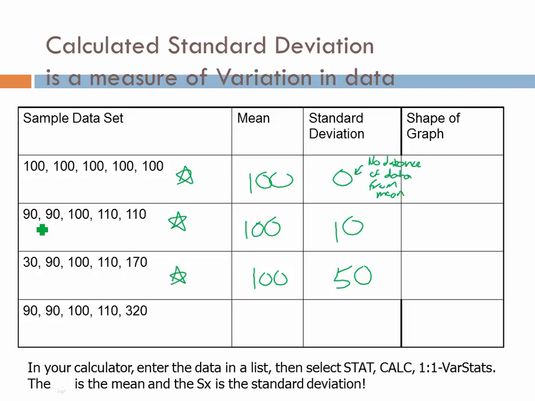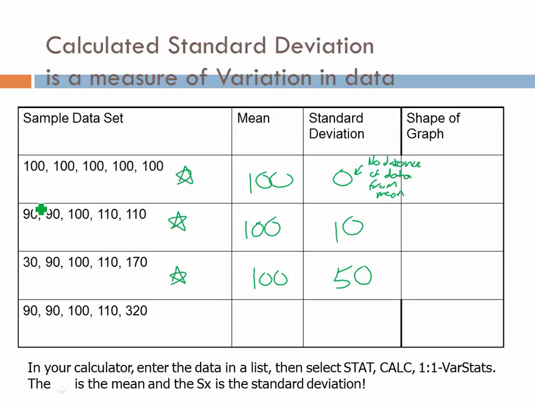Let's look at the second one. We go 90, 90, 100, 110, 110. Okay? We are starting to spread out some of our data. We still have the same mean, it's 100. But notice our standard deviation is a value. On average, we are 10 units away from the mean. Notice how it ends up being exactly 10 in this situation. Sometimes it won't be that obvious.